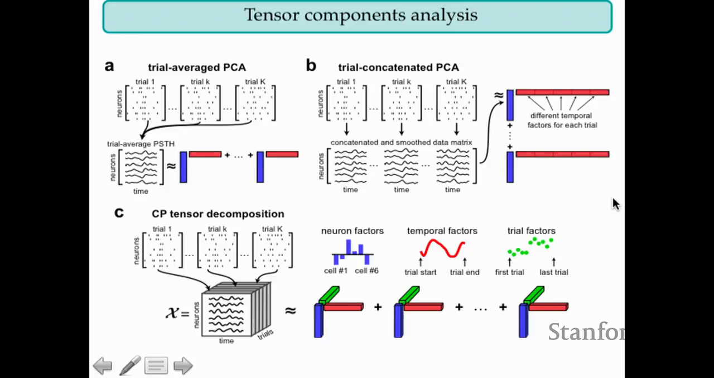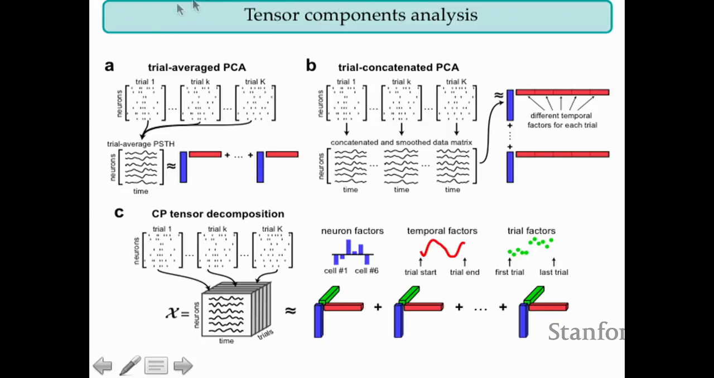People sometimes do this, but it isn't very successful because there are so many parameters involved in this decomposition. It's assuming that there's nothing common across trials, right? Each individual trial could be completely different. It's not assuming anything common. Whenever you're doing single trial data analysis, you're always making an assumption about something that's common across trials and something that varies across trials. Trial concatenated PCA is not making any assumptions about what's common across trials. So there are too many parameters, so it's often not that useful in single trial data.